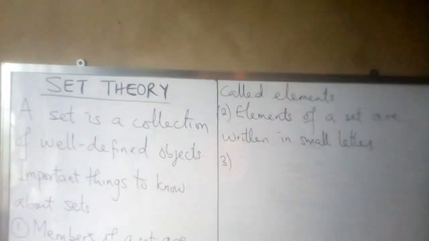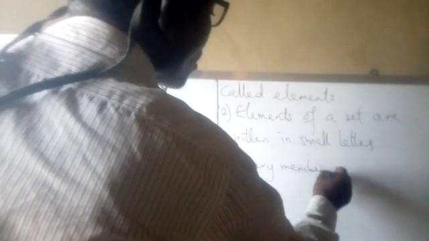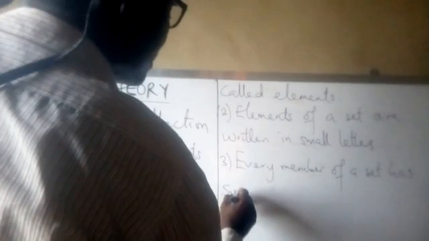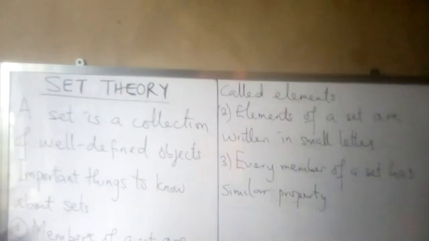Three, every member of a set has similar property. Every member of a set has similar property. That is, they have what we call well-defined property.